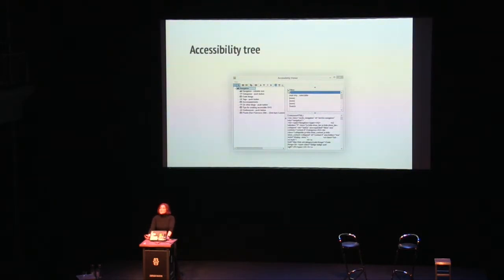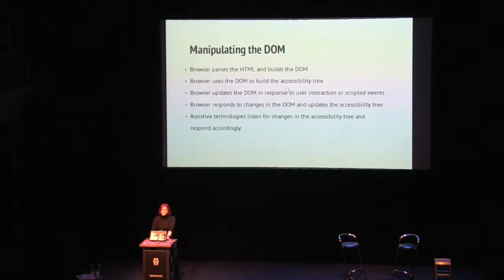But this tree is specifically intended to be queried with the platform accessibility APIs by assistive technologies, like screen readers, speech recognition tools, screen magnifiers. And in this tree, you'll find information about the role, the state, the accessible name or the accessible description of each of the objects within the web page.